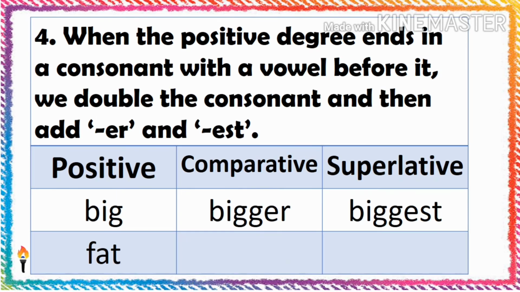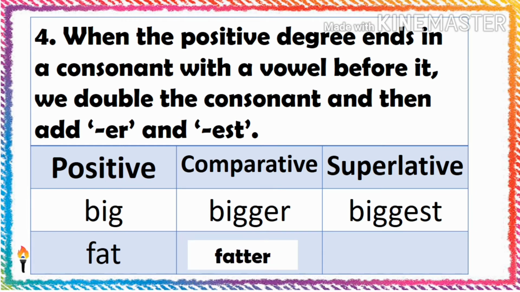For the fourth rule, when the positive degree ends in a consonant with a vowel before it, we double the consonant and then add ER and EST. For example, the word big. Big ends in a consonant and has a vowel before it, which is I. So we double the G and then we add ER. Big now becomes bigger in the comparative and biggest in the superlative. So fat, we double the T and then we add ER for the comparative. Fat becomes fatter.